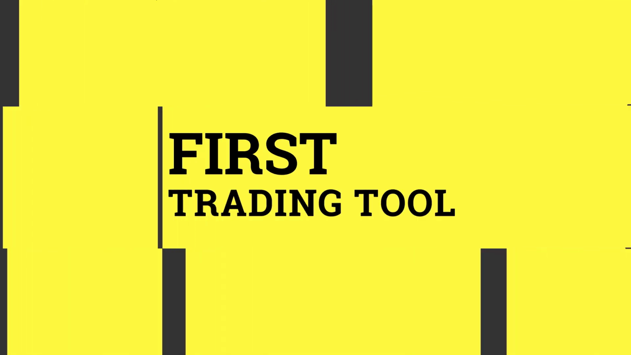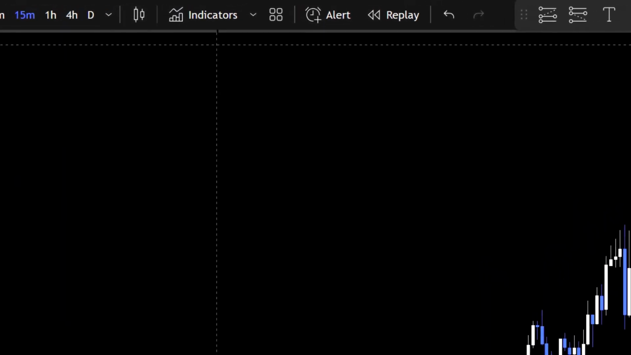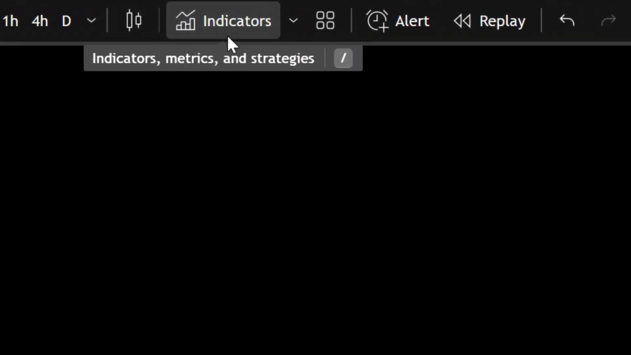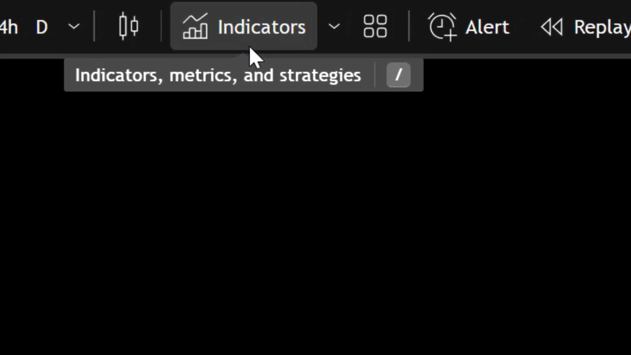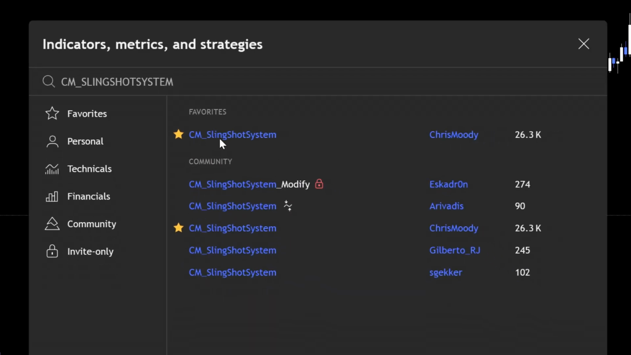The first tool we're using is called the CMA Slingshot system. It's a straightforward indicator that helps you spot trade setups. If you're using TradingView, adding it to your chart is easy. Just head over to the top of the screen and click the Indicators button. Then, in the search bar, type in CMA Slingshot system. Then, it will show up in the list. Click on it to add it to the chart.